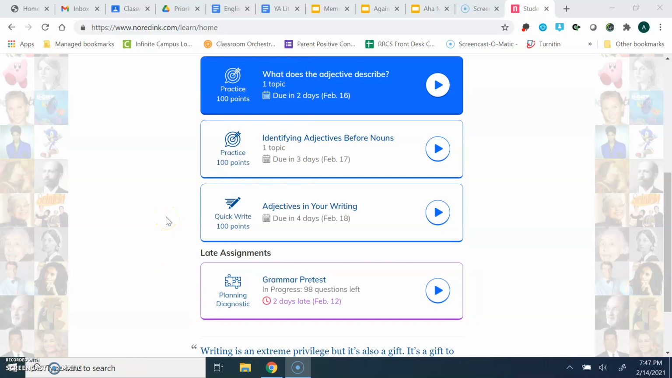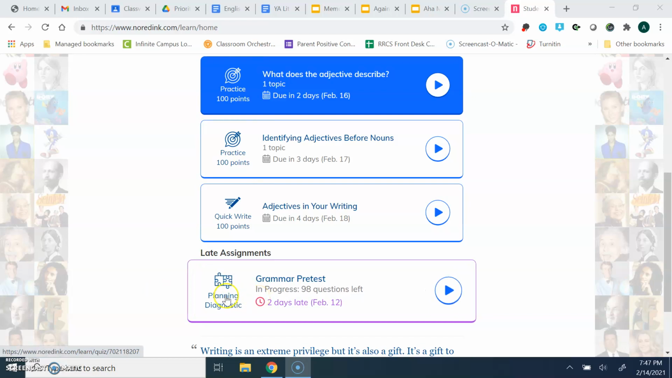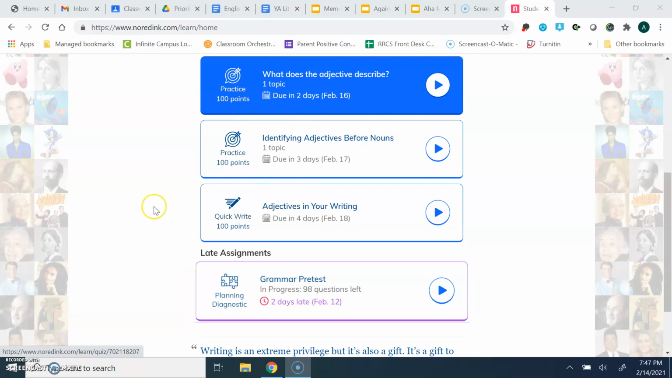This week's assignments are pretty short, so if you didn't get last week's assignment finished, you can use some of your English 1B time this week to get that finished.